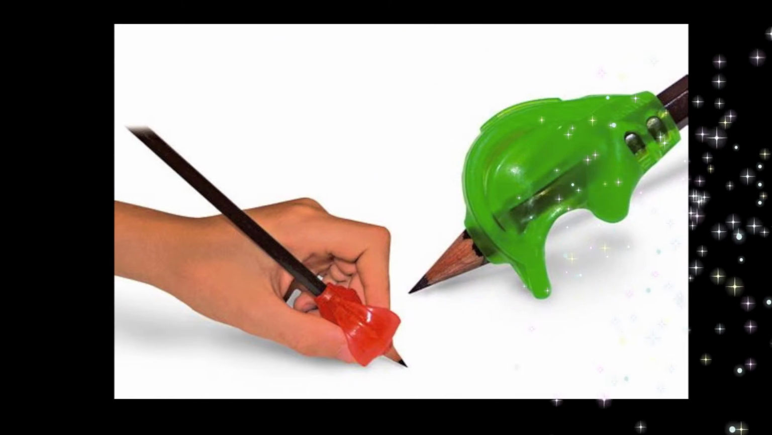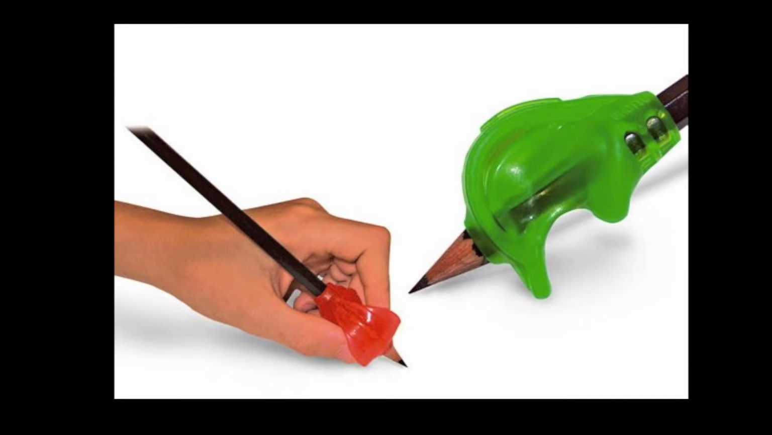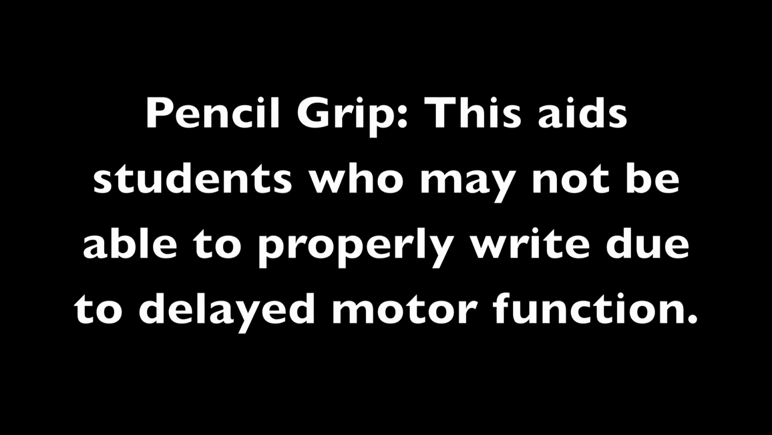Another example of low assistive technology would be a pencil grip. This tool will allow students with low muscle tone or decreased motor skills to be able to still write with a pencil like other students that may be in their classrooms with them. The pencil grip aids students who may not be able to properly write due to delayed motor function.